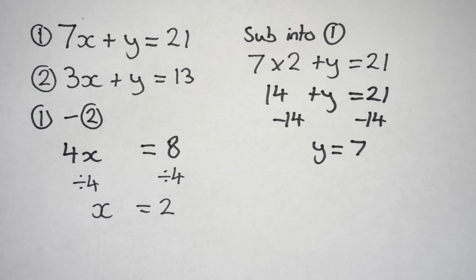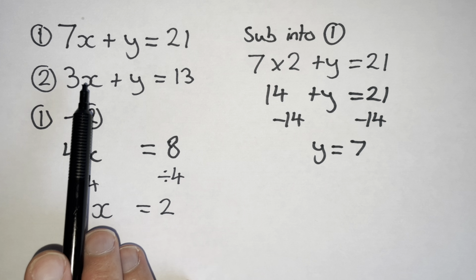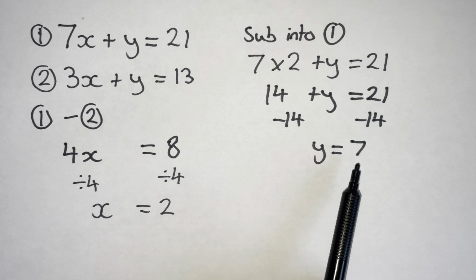So I find that my two solutions here are that x is equal to 2 and y is equal to 7. I could double check this using my second equation. If x equals 2, that's 3 times 2, which is 6. Add y, which is 7, and that does make 13. So I know my answer is correct.